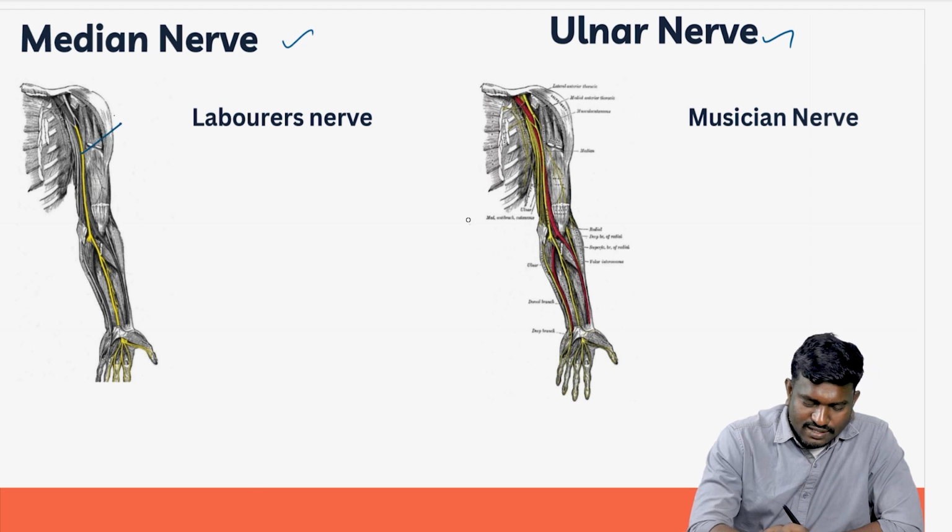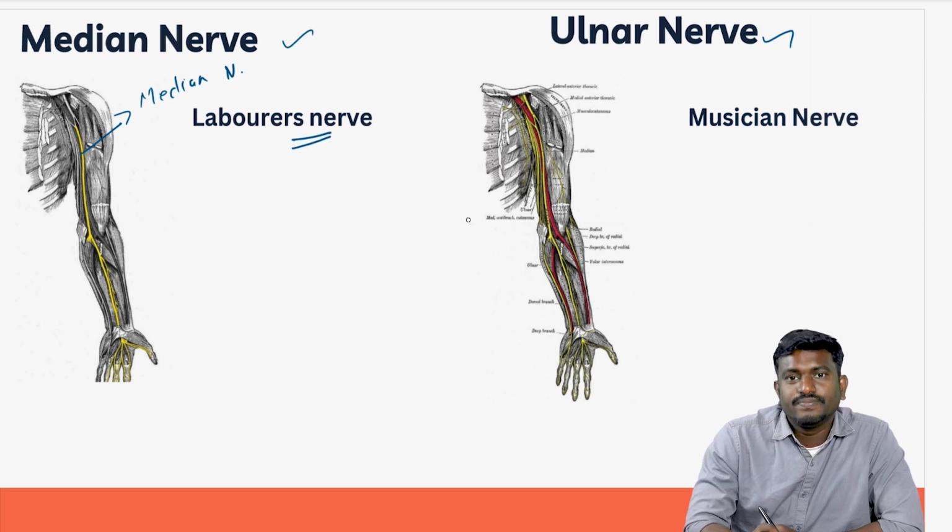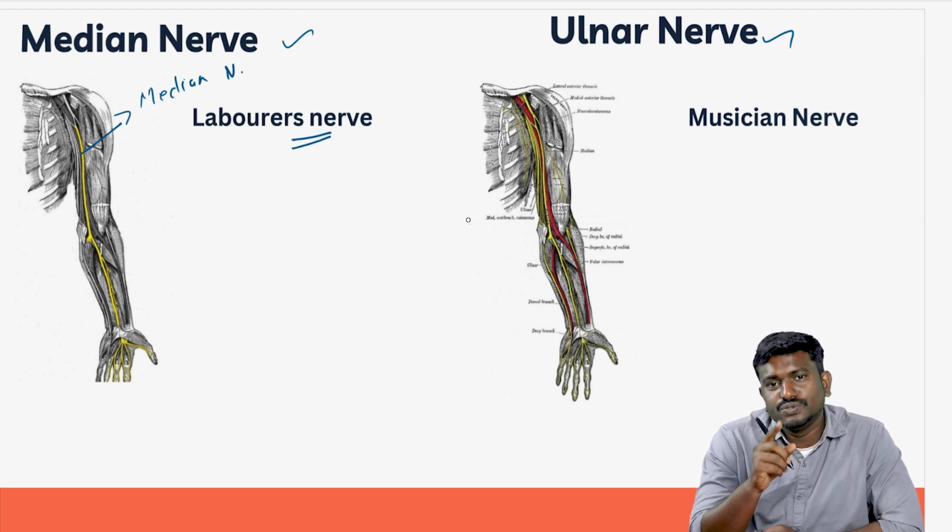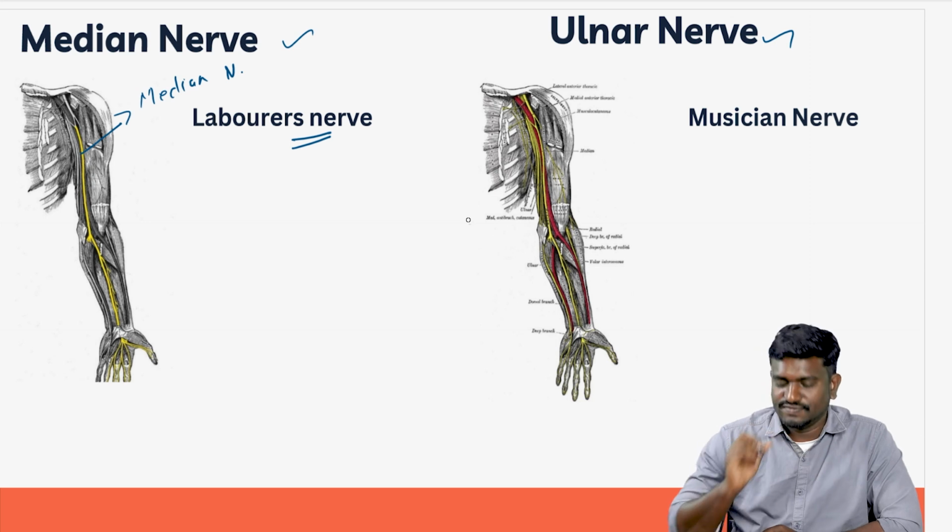What is this? This is going to be the median nerve. Very good. It is also called as what? Laborer's nerve. A thumb deformity is due to which nerve? Please comment your answers. Very good.